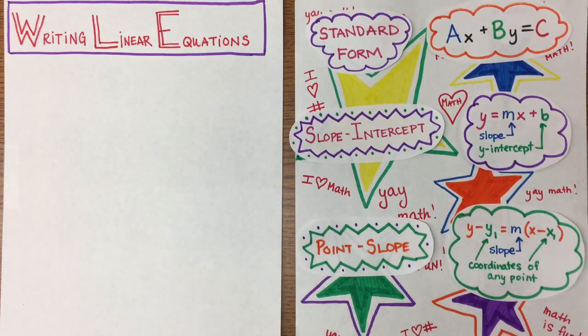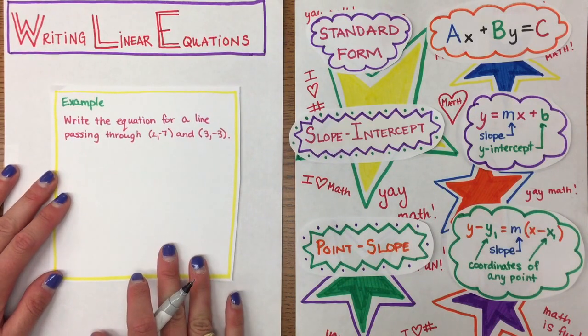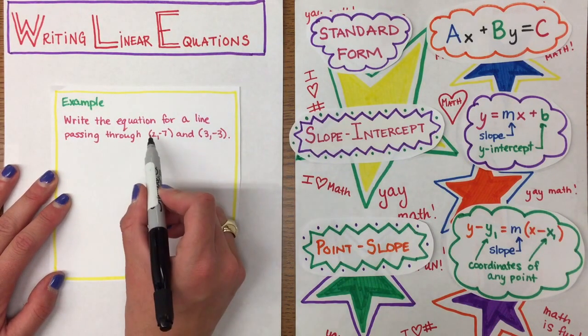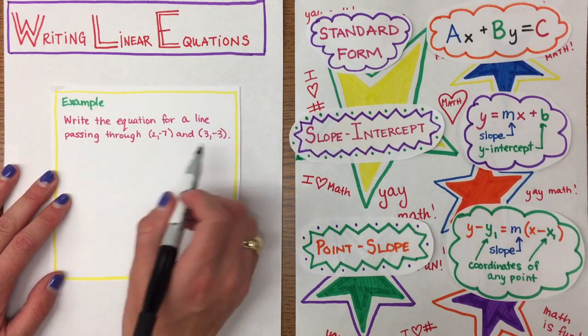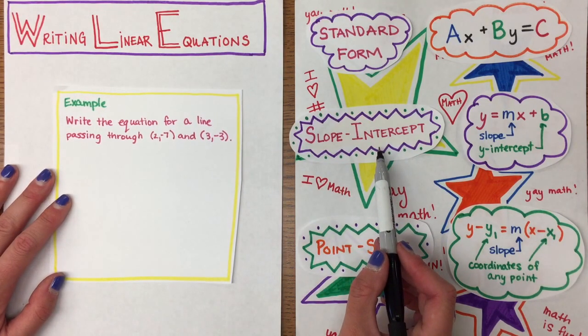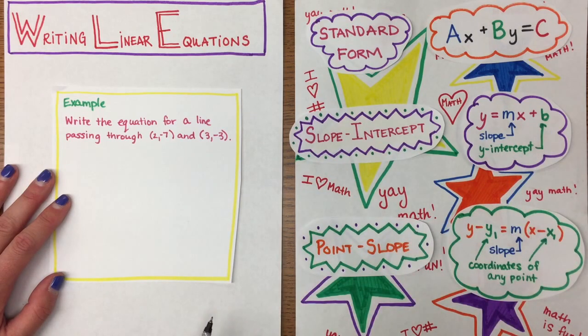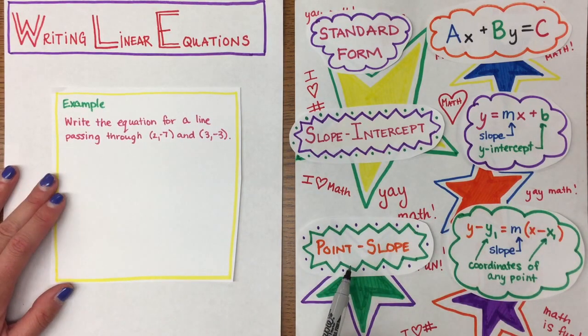Welcome back. We've been looking at writing linear equations. In this example, we're going to look at writing the equation for a line passing through the points (2, -7) and (3, -3). I want to write my answer in slope-intercept form, but I don't know my slope or my y-intercept. So I think I'm going to start with point-slope.